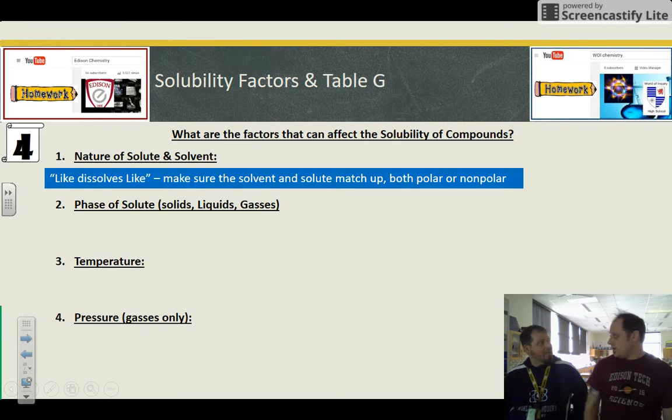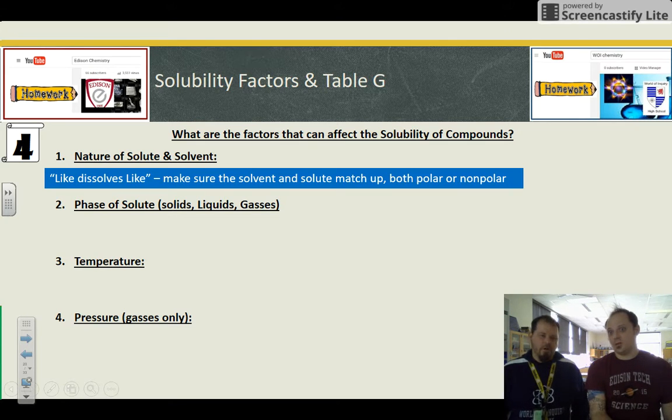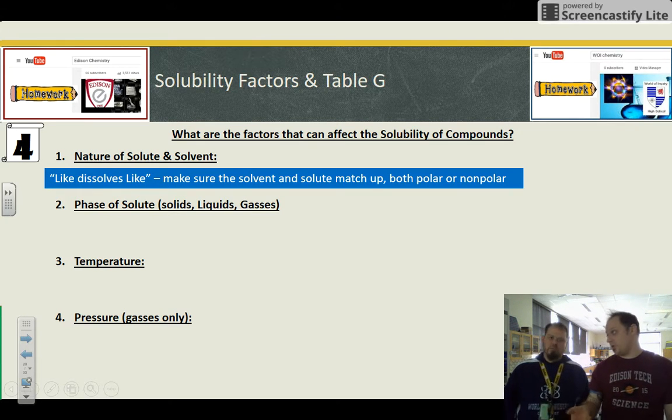So how can I make something dissolve faster? Use a solvent that matches it. Exactly. If you know your molecule is polar, pick a polar solvent. And if it's not dissolving, pick a more polar solvent. Don't switch to non-polar, because that certainly won't work. It'll slow the process, it'll go in reverse.